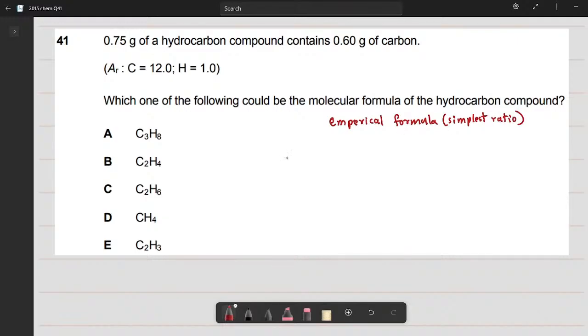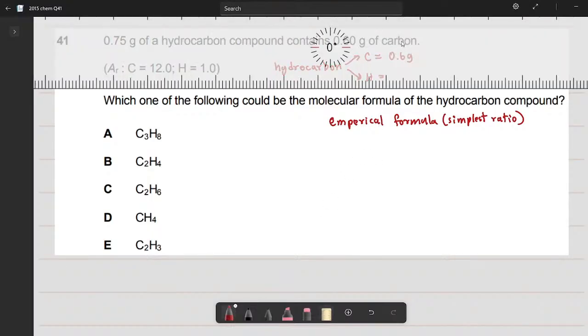So what we're going to do is, first of all, we need to know that in a hydrocarbon compound, the main elements are carbon and hydrogen. So these are the main elements. So for the carbon, we are given 0.6 gram mass. So we know for empirical formula, we just basically have a table like this.